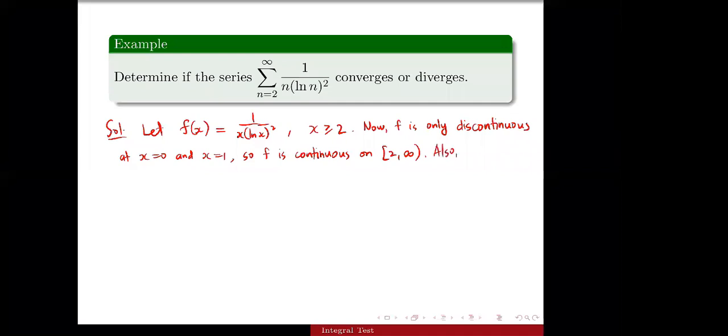Also, for all x greater than or equal to 2, x times ln of x squared is greater than 0. And so f of x is greater than 0 for all x greater than or equal to 2.